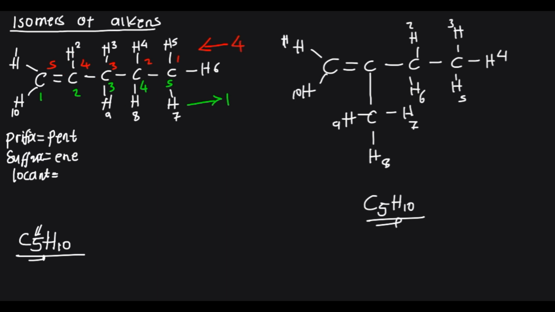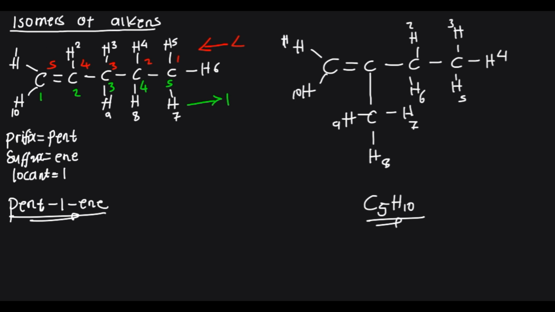So the direction that we are going to use is the first one, since it is giving us the lowest number. So here we are going to have 1. Now from there, we can check for the number of double bonds that we have. We are able to see that we only have one double bond. So our name for this one is pent-1-ene. So this is our name.